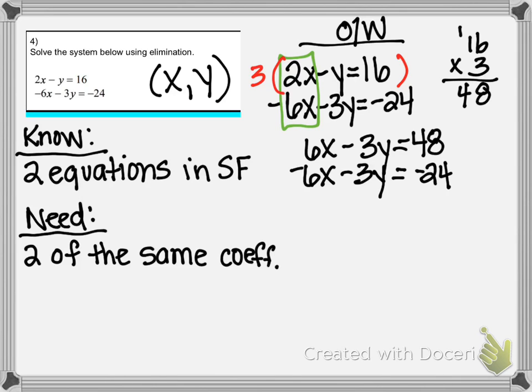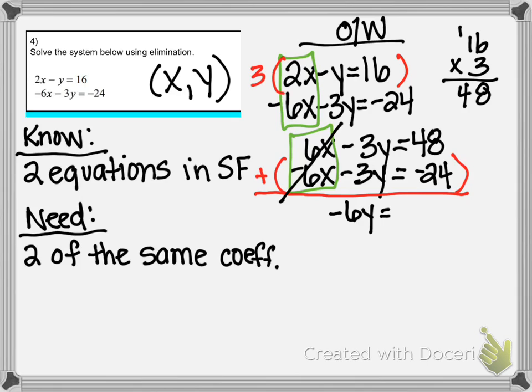Now again, I have 6x minus 6x. So since one is positive and one is negative, this is going to be one of those situations where I'm actually going to add. Because one is positive and one is negative, so to eliminate it, it's actually going to need to be added. So 6x plus negative 6x, that cancels. Negative 3y plus negative 3y, that's going to be negative 6y. And 48 plus negative 24, or 48 minus 24, is going to give me positive 24.